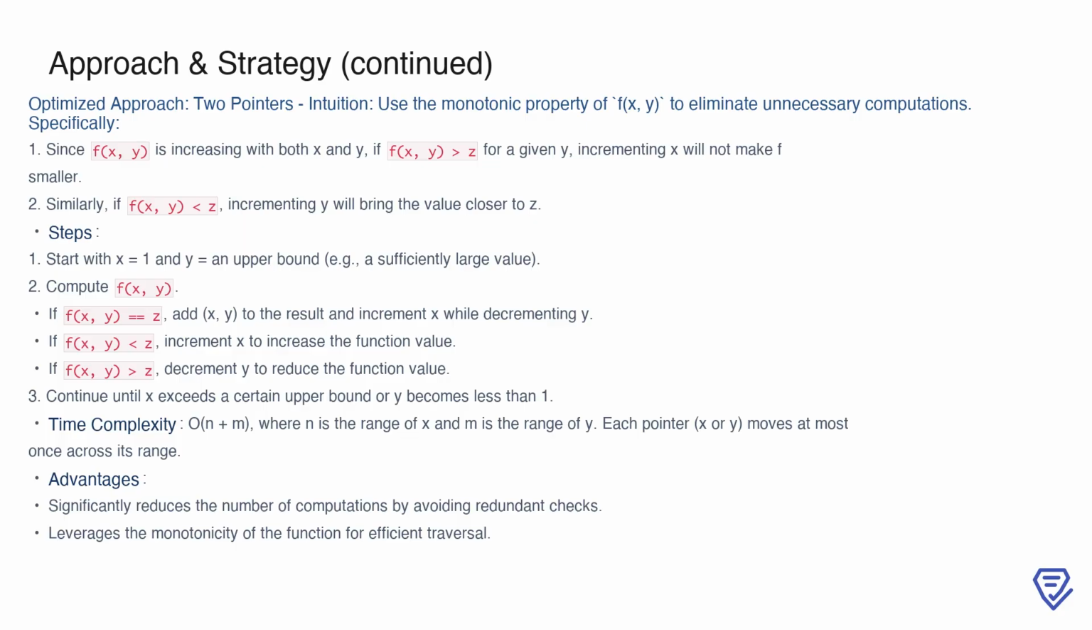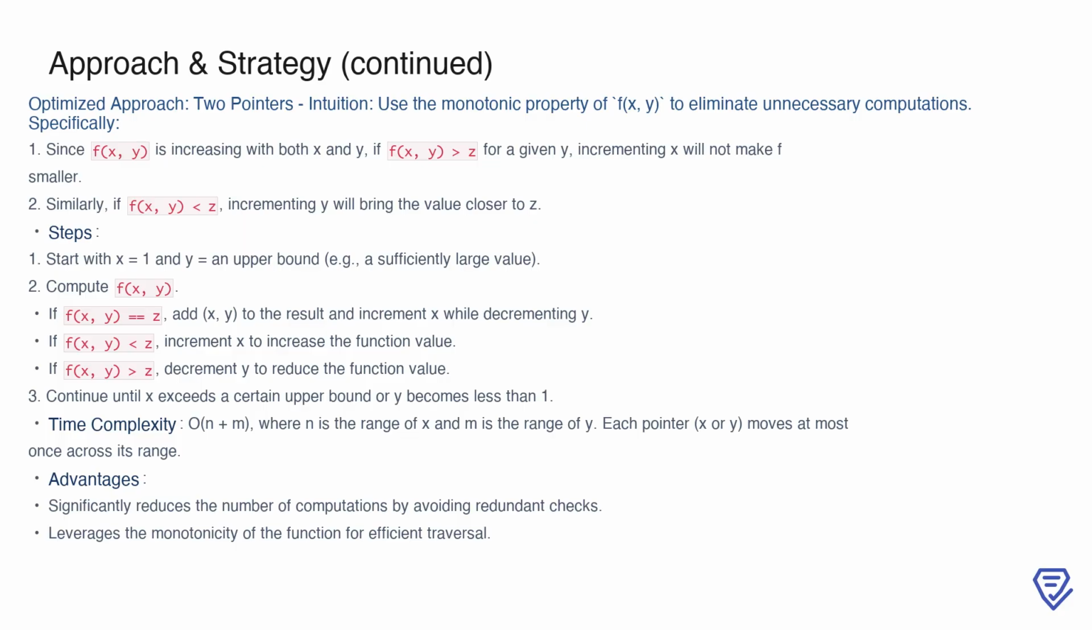We start with x equal to 1 and y set to an upper bound, which is a sufficiently large value. For each pair, we compute f(x, y). If f(x, y) equals z, we add the pair (x, y) to the results, increment x and decrement y. If f(x, y) is less than z, we increment x to increase the value of the function. Conversely, if f(x, y) is greater than z, we decrement y to decrease the value of the function. We repeat this process until x exceeds a certain upper bound or y becomes less than 1.